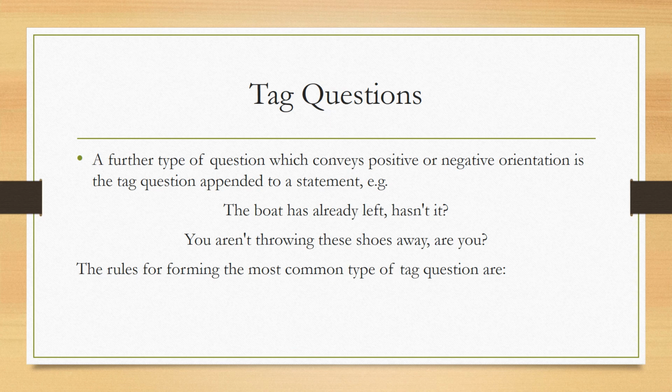And a tag question is a further type of a question which conveys positive or negative orientation. So you see here, because it is oriented either positively or negatively, this means that it is going to be answered with yes or no. This is one. Second, the tag question is appended to a statement. And the second feature of a tag question is that it is not a question that is used just like other questions individually. No, it is a question that is used by attaching it to a statement.